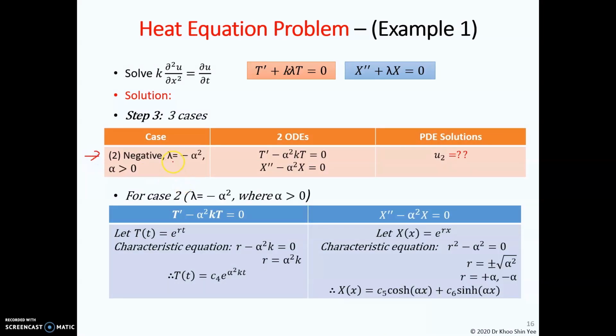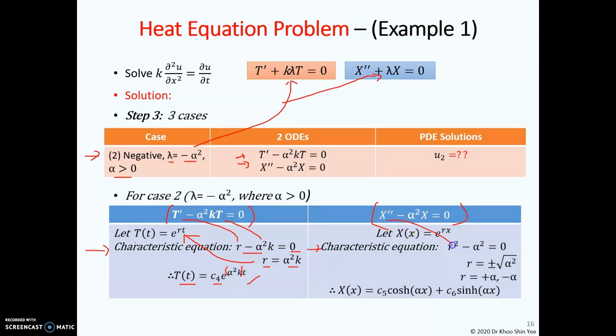For the second case, you need to substitute lambda equal to negative alpha squared, where alpha is greater than 0. After you substitute inside here, you should obtain these 2 ODEs. Similarly, these 2 are homogeneous ODEs, therefore we can use the characteristic equation approach to solve this problem. You should be able to convert the t prime into r and negative alpha squared kt into negative alpha squared k. So this is equal to 0, and you can find the root equal to alpha squared k. So substitute the root inside the solution here, you obtain the T function equal to a constant multiplied with the exponential of the root multiplied with t.